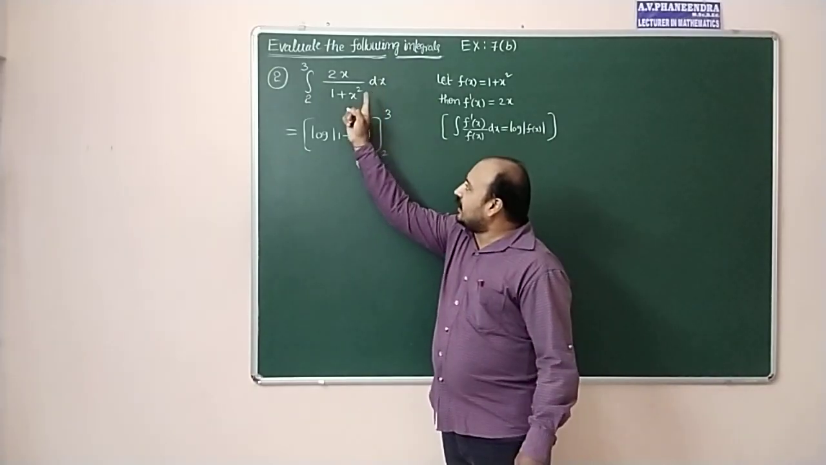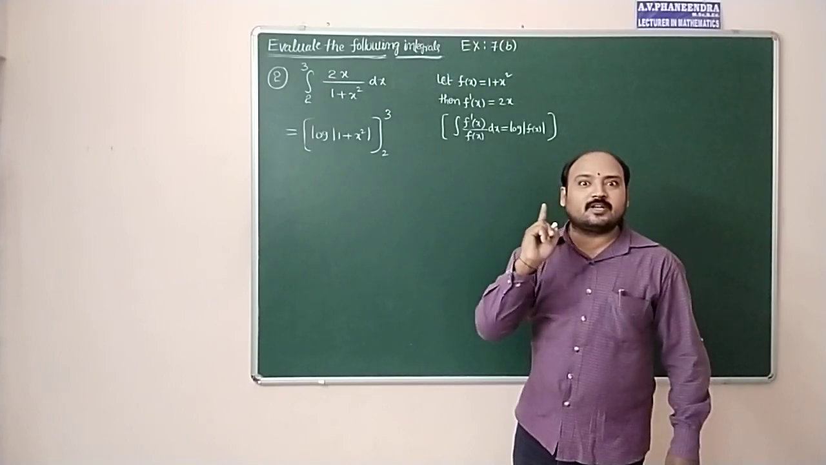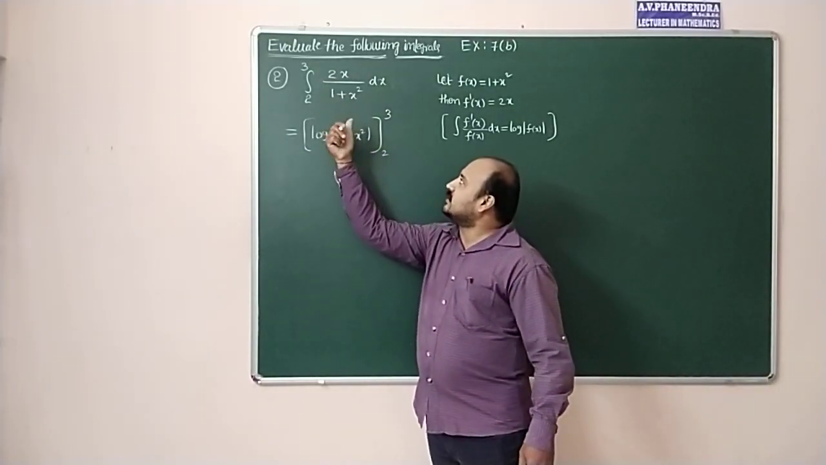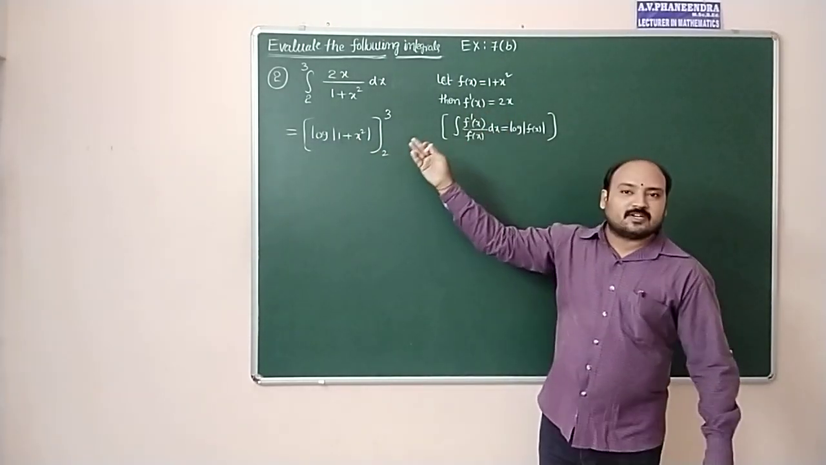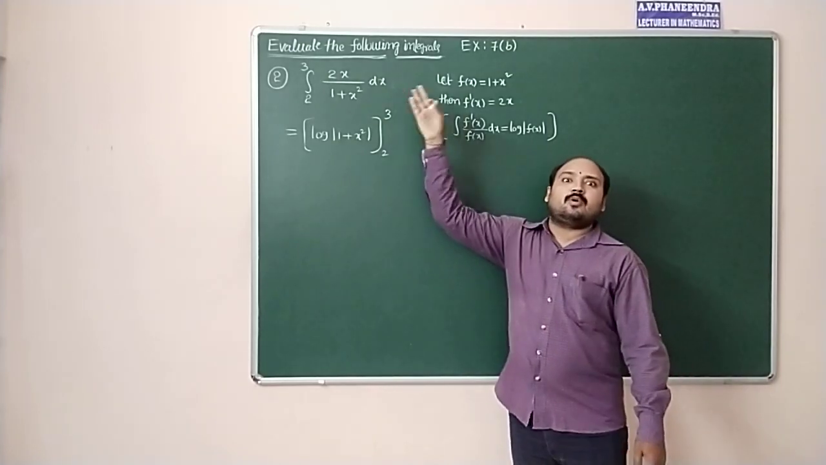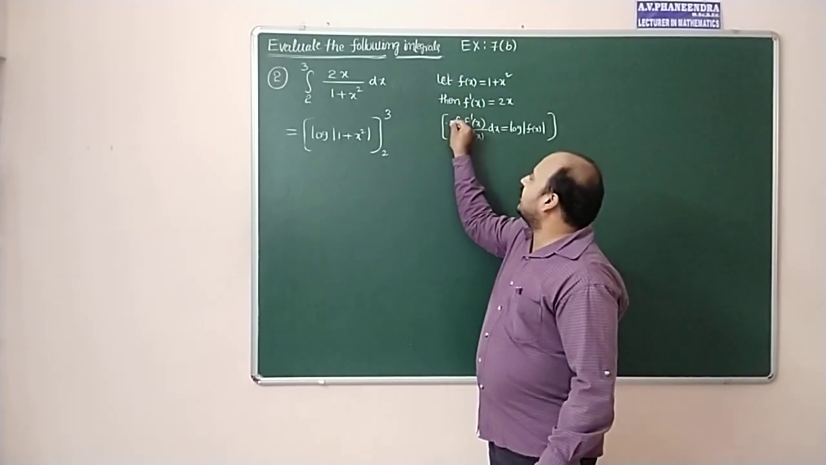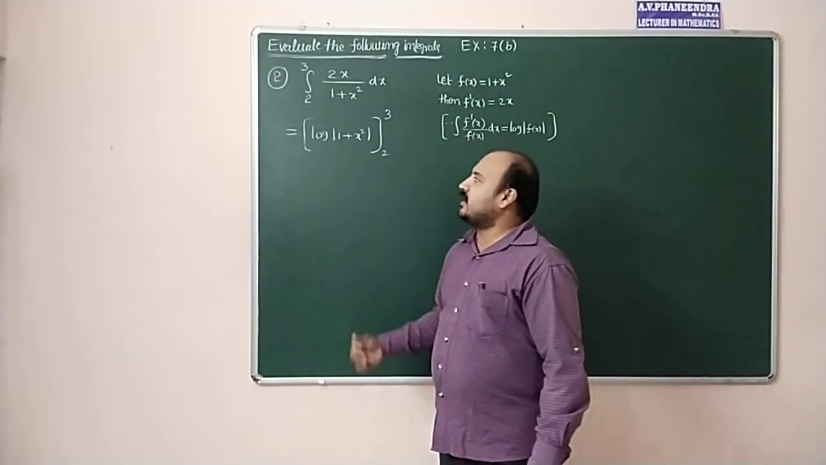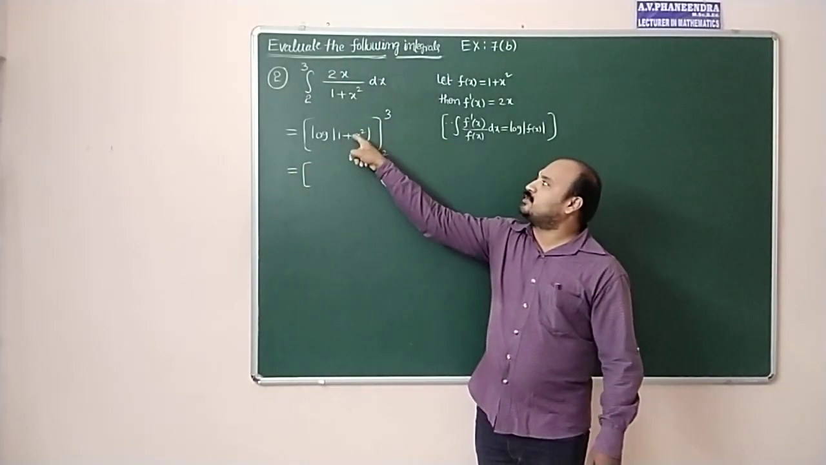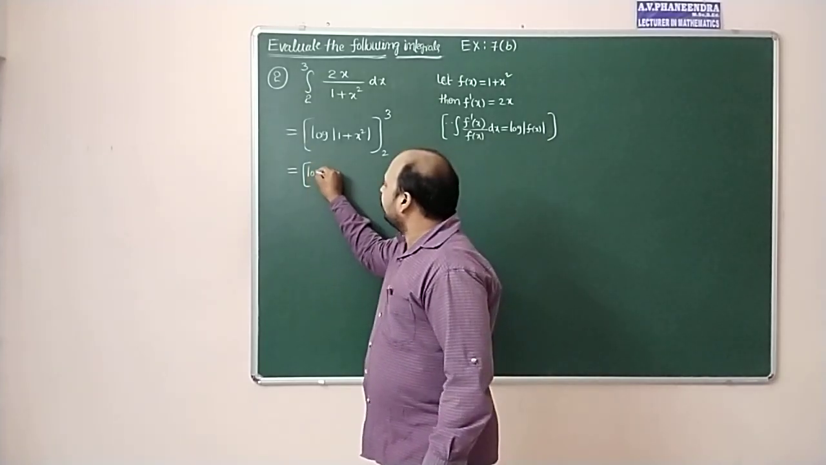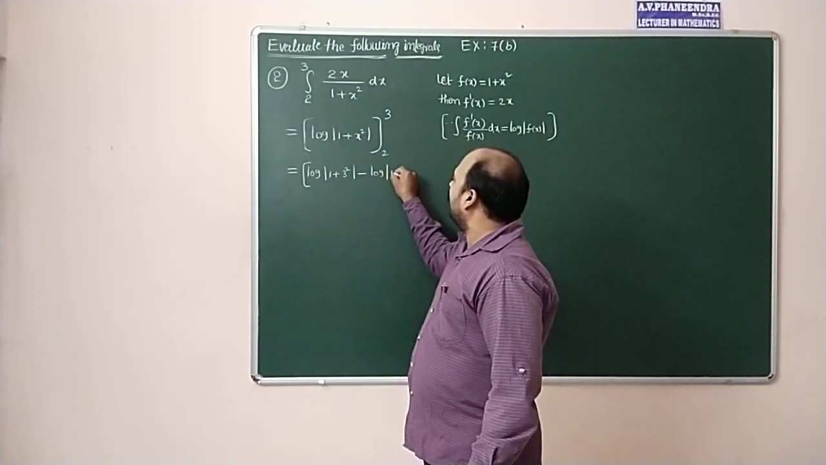But whenever you write directly like this, you have to mention what is f of x, what is f dash of x, which formula you are going to apply here. You remember that, dear students. That is very important to represent there. Then only the examiner will easily understand the steps. So now, in place of x, the upper limit you have to substitute. So log 1 plus 3 square minus log 1 plus 2 square.